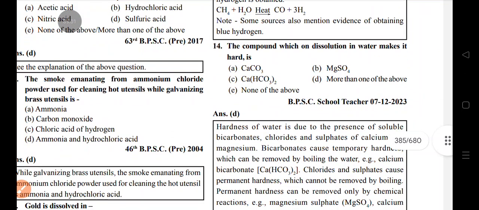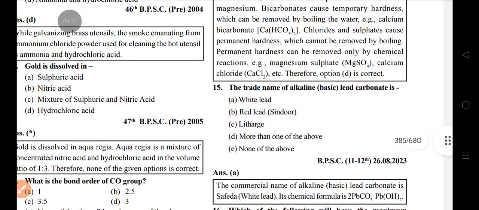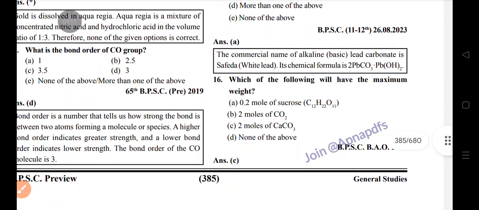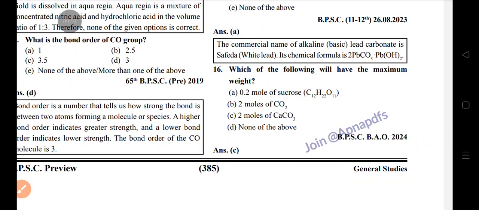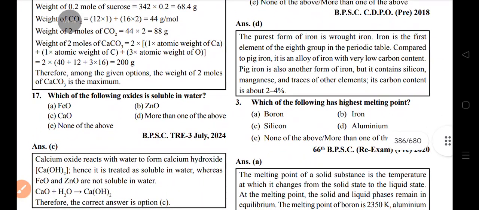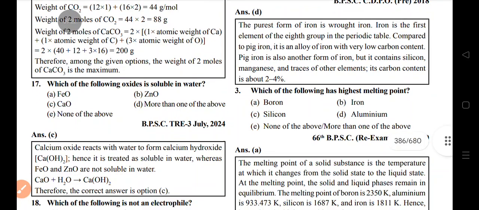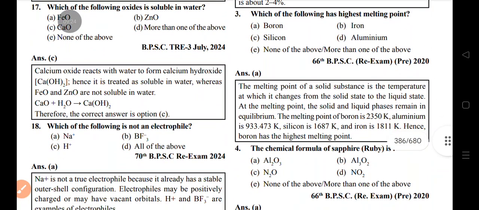Compound whose dissolution in water makes it hard. One of the trade names of basic lead carbonate: white lead. Maximum weight: 2 mole of CaCO3. Oxide soluble in water: CaO. Not an electrophile: Na+.